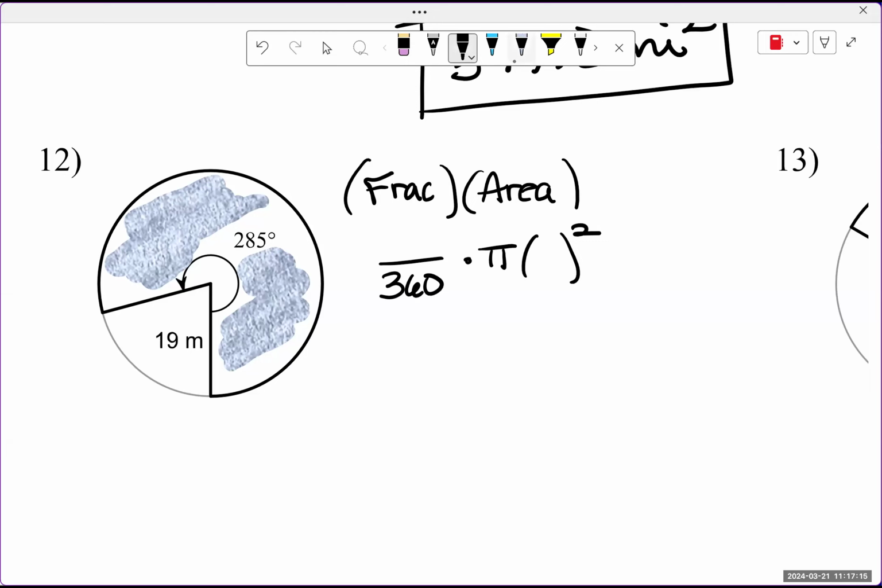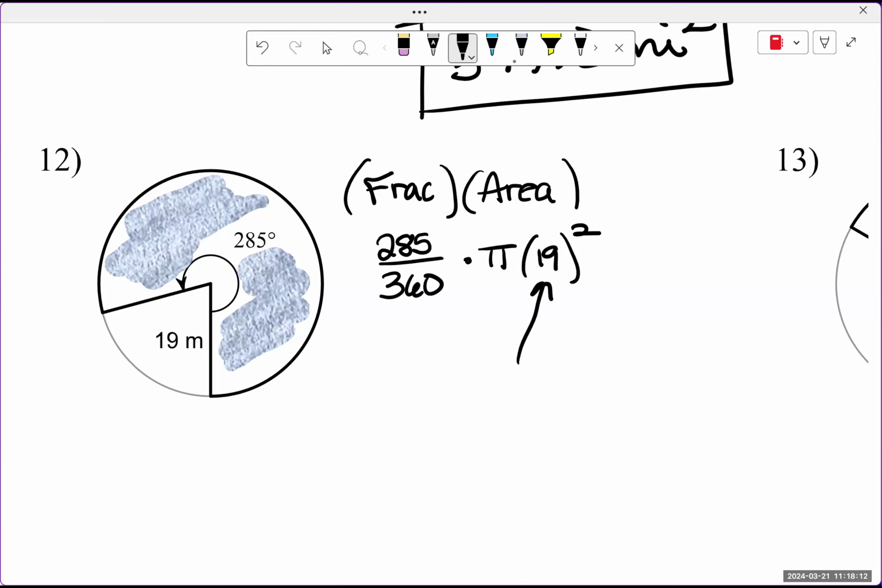All right, 285. And what goes in here? All right, 19. Okay, let's plug it into the calculator. And this time, let's practice using the pi button. 285 divided by 360. At that point, I hit equals, and then I multiply by pi and multiply by 19 squared. And, oh, there it is.